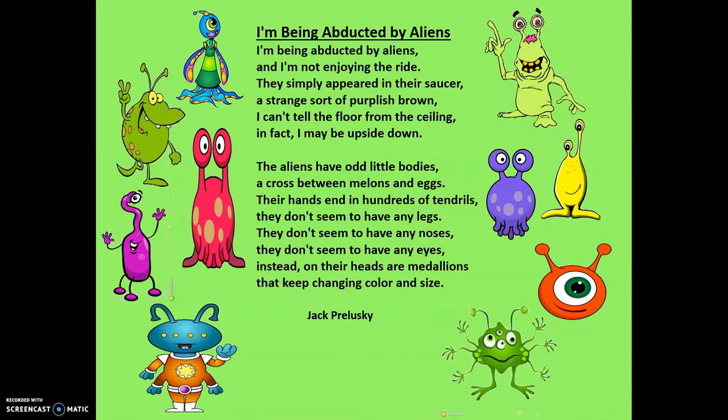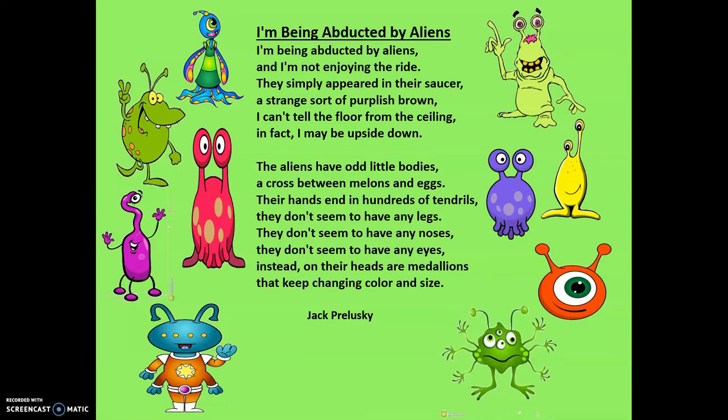I'm being abducted by aliens, and I'm not enjoying the ride. They simply appeared in their saucer, a strange sort of purplish brown. I can't tell the floor from the ceiling. In fact, I may be upside down. The aliens have odd little bodies, a cross between melons and eggs. Their hands end in hundreds of tendrils. They don't seem to have any legs. They don't seem to have any noses. They don't seem to have any eyes. Instead, on their heads are medallions that keep changing color and size.